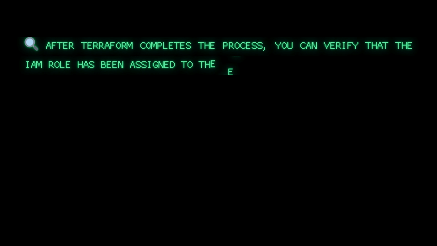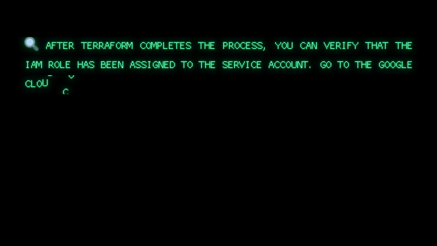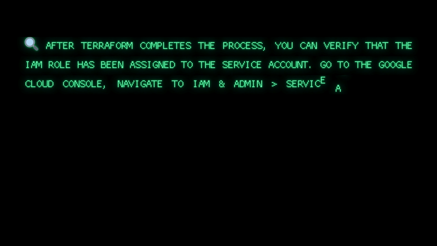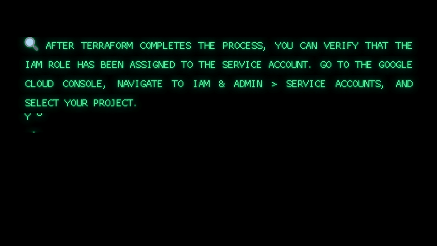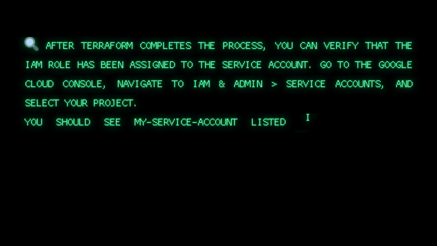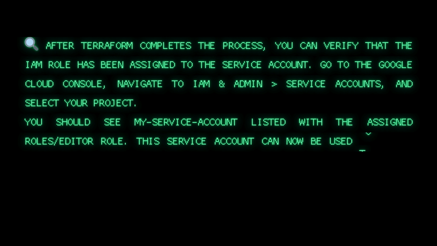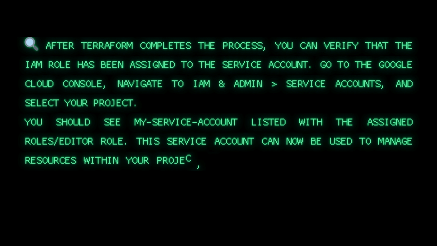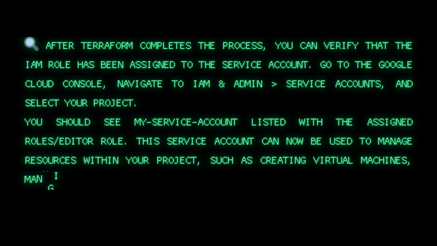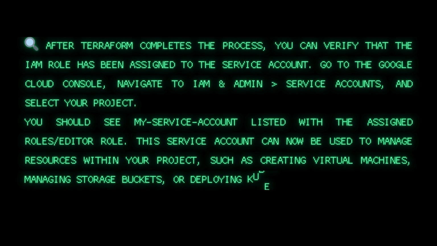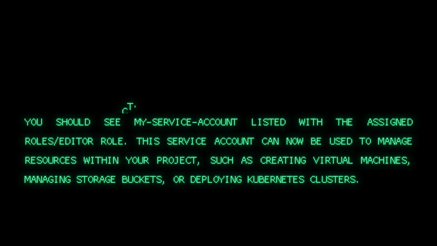After Terraform completes the process, you can verify that the IAM role has been assigned to the service account. Go to the Google Cloud Console, navigate to IAM and Admin, Service Accounts, and select your project. You should see My Service Account listed with the assigned roles/editor role. This service account can now be used to manage resources within your project, such as creating virtual machines, managing storage buckets, or deploying Kubernetes clusters.